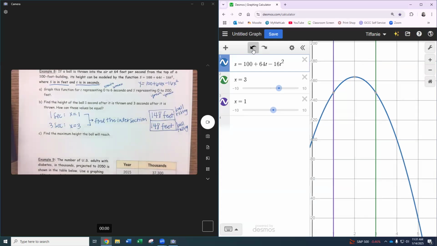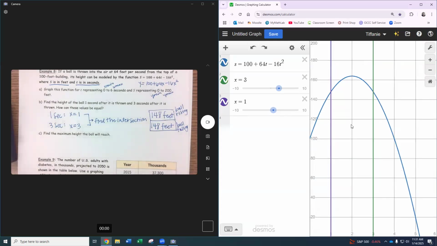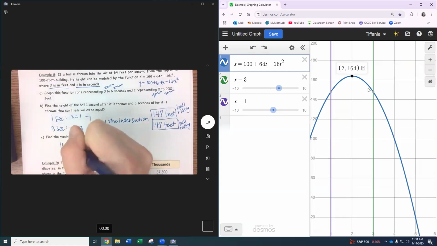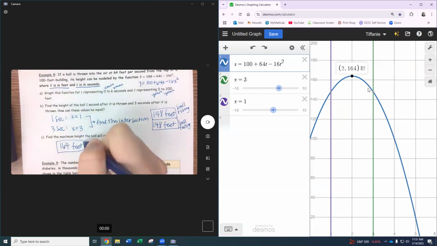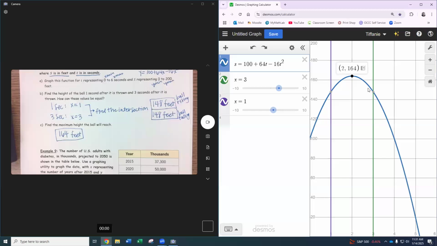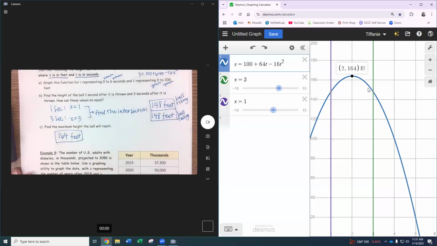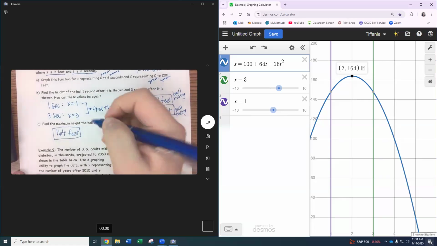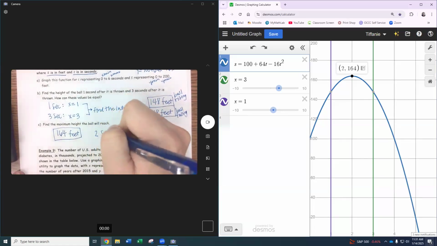Important things. Okay, but this wants to know the maximum height. And so when I click on it, that's right here. So the maximum height is 164 feet. Now it doesn't ask here, but sometimes it will ask like, when did it reach the maximum height? And then that has to do with our x coordinate because that has to do with the time, right? So that would be 2 seconds.